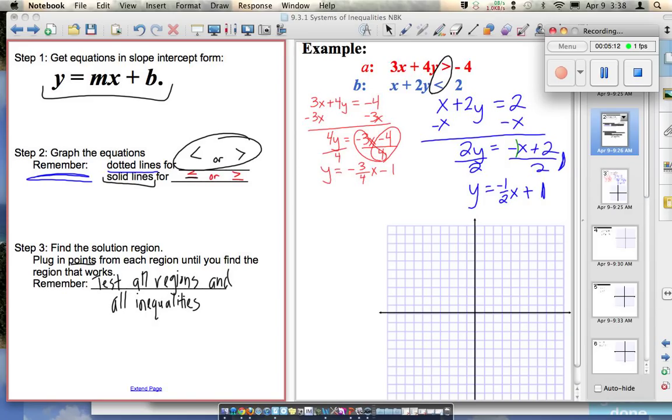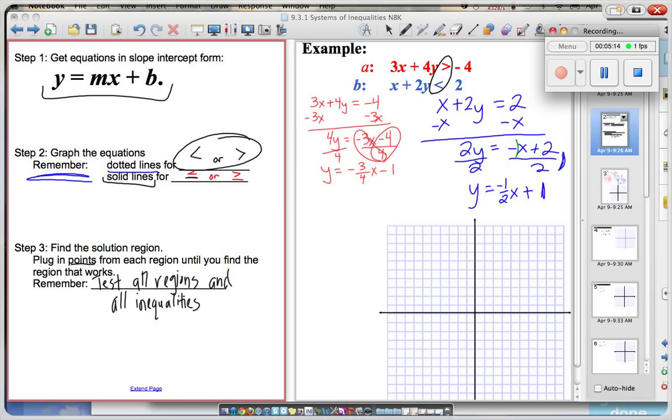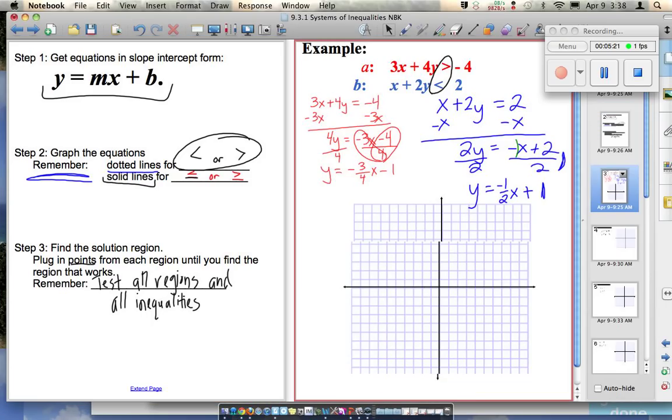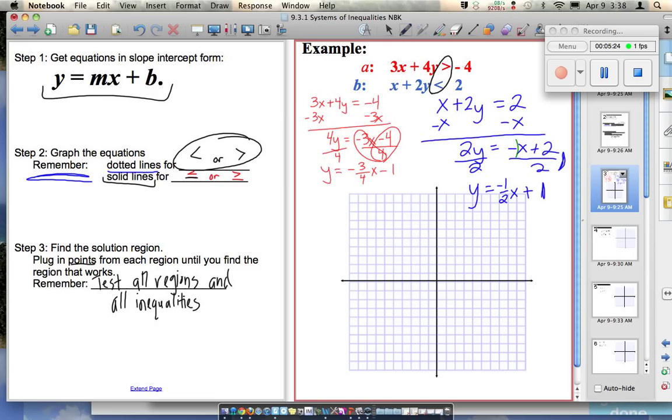So let's see, I'm going to graph the red line with the dotted line. I'm going to use my slope and my intercept. So because it's negative 3/4 x minus 1, I'm going to start at negative 1. That's my y-intercept. And I'm going to go a slope of negative 3, 1, 2, 3 down and over 4, 1, 2, 3, 4. And there's my slope. And I'm going to do it again just to get another point. So I went down 3 and over 4.